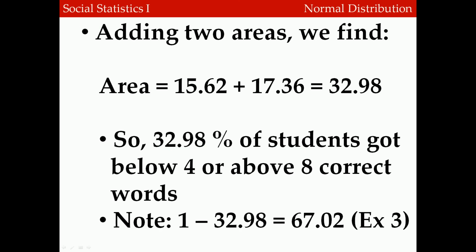When we add those two areas, 15.62 and 17.36, we get a total of 32.98, and that's the answer to the question. So approximately 33% of people got below 4 or above 8 correct words. Note that if we took that area that we just calculated and subtracted it from 1, we would get 67.02, which was the answer to the exercise 3 problem.